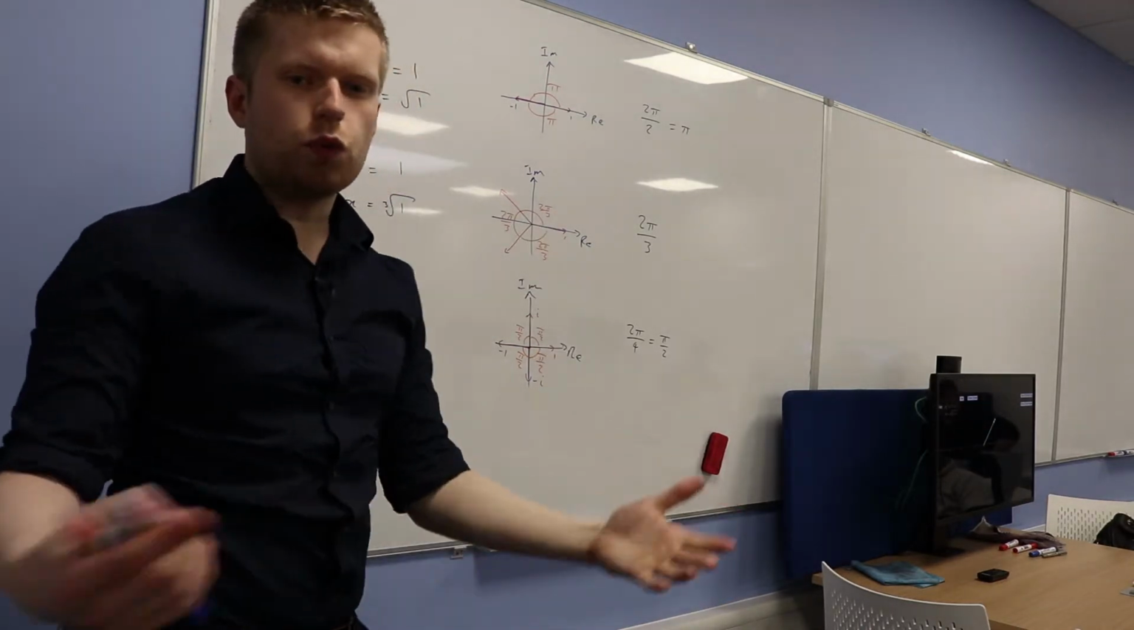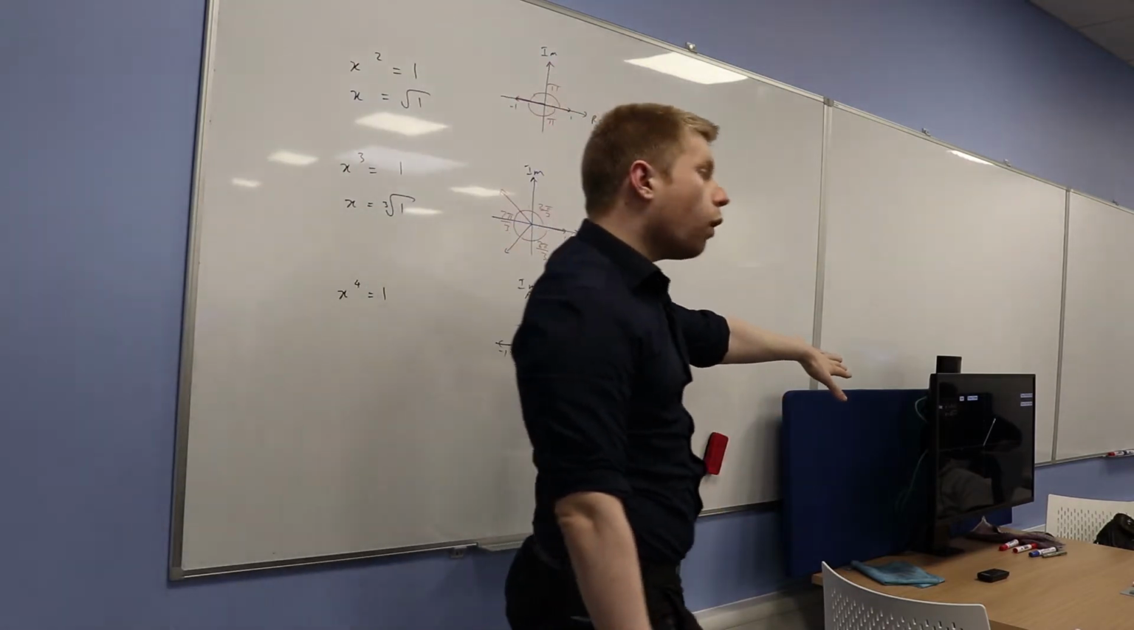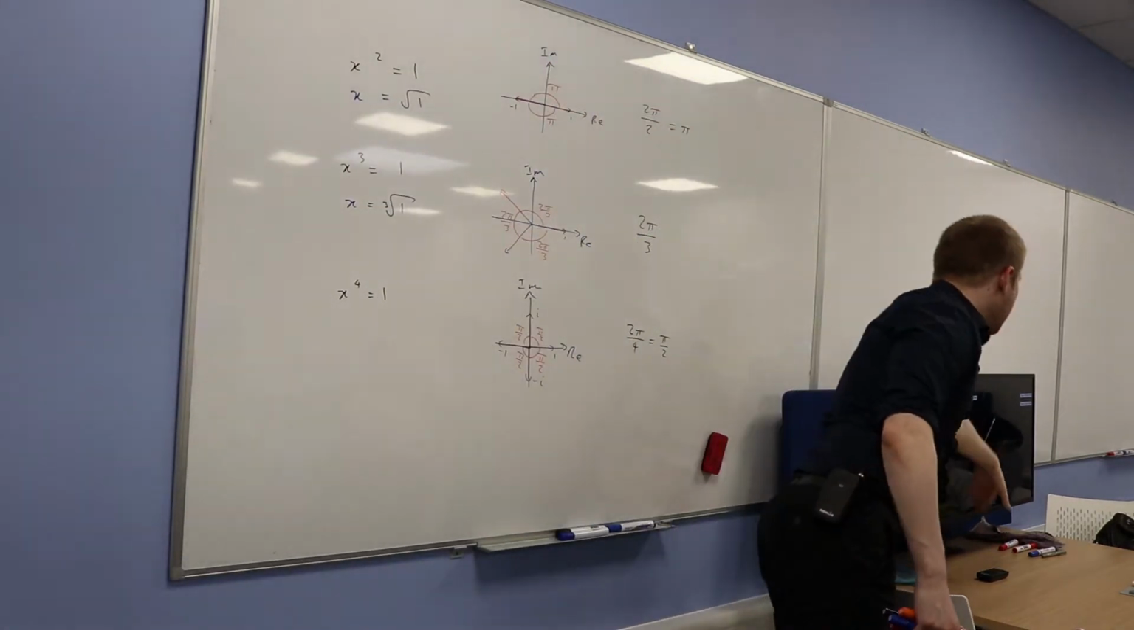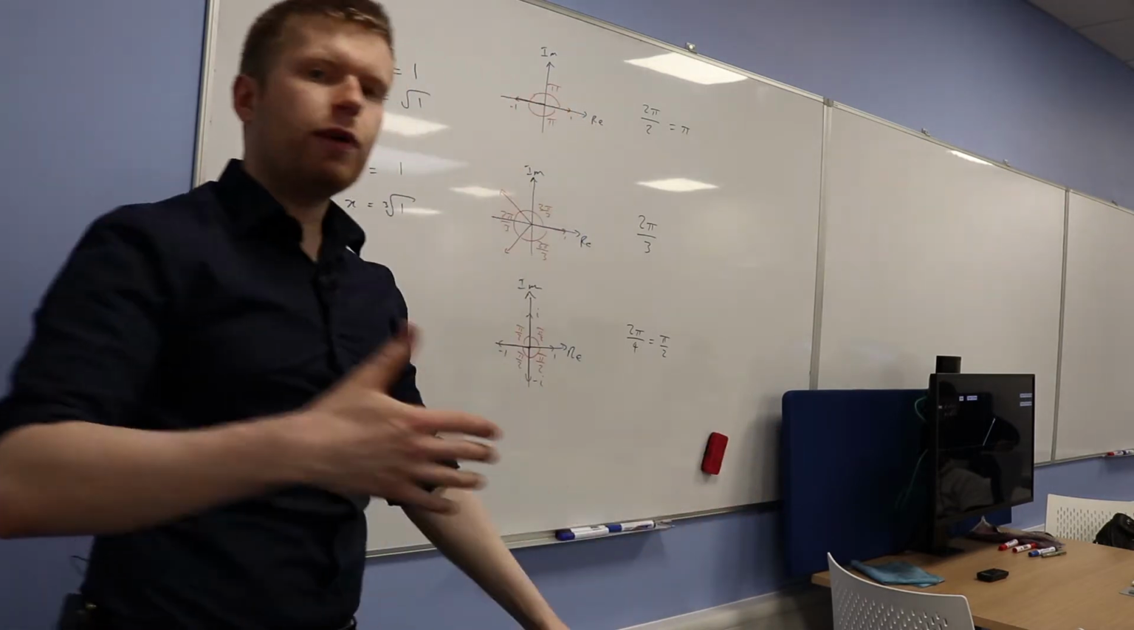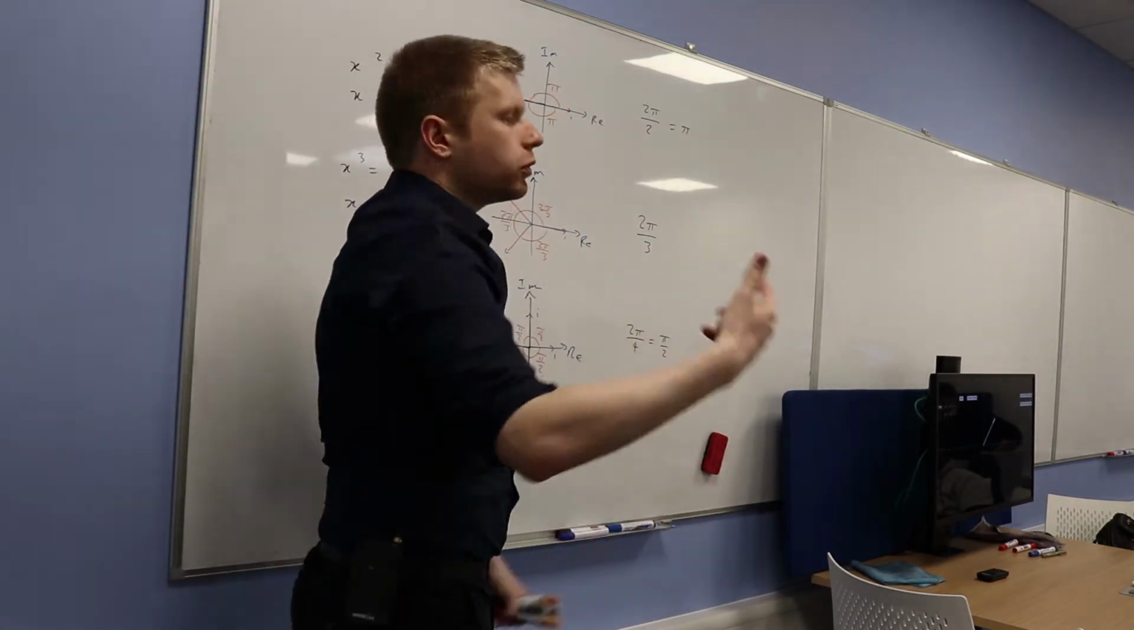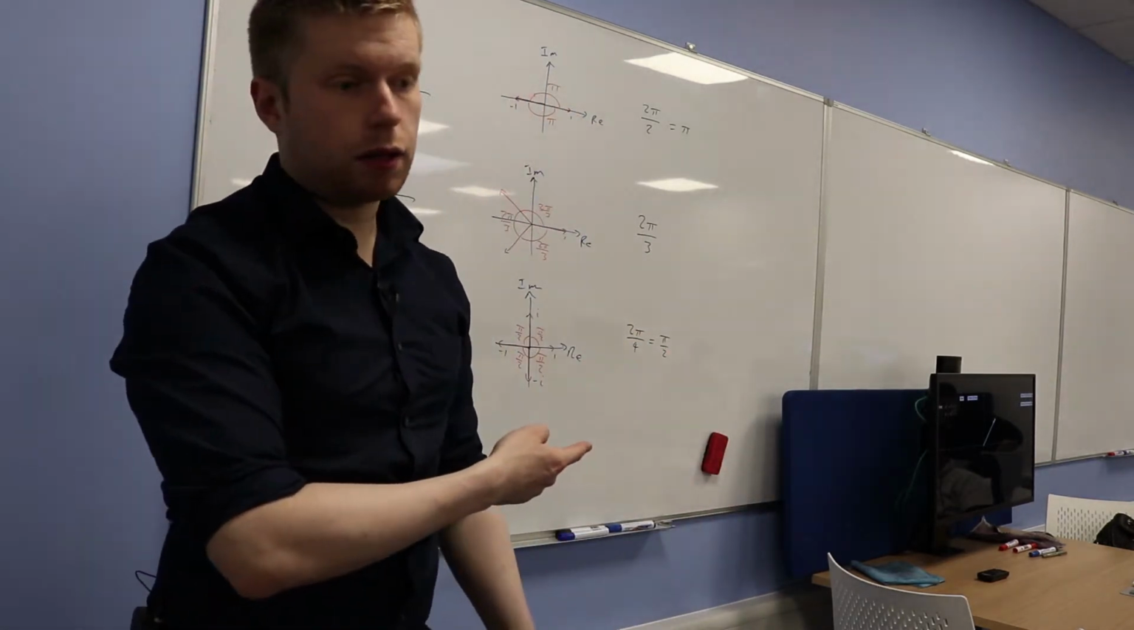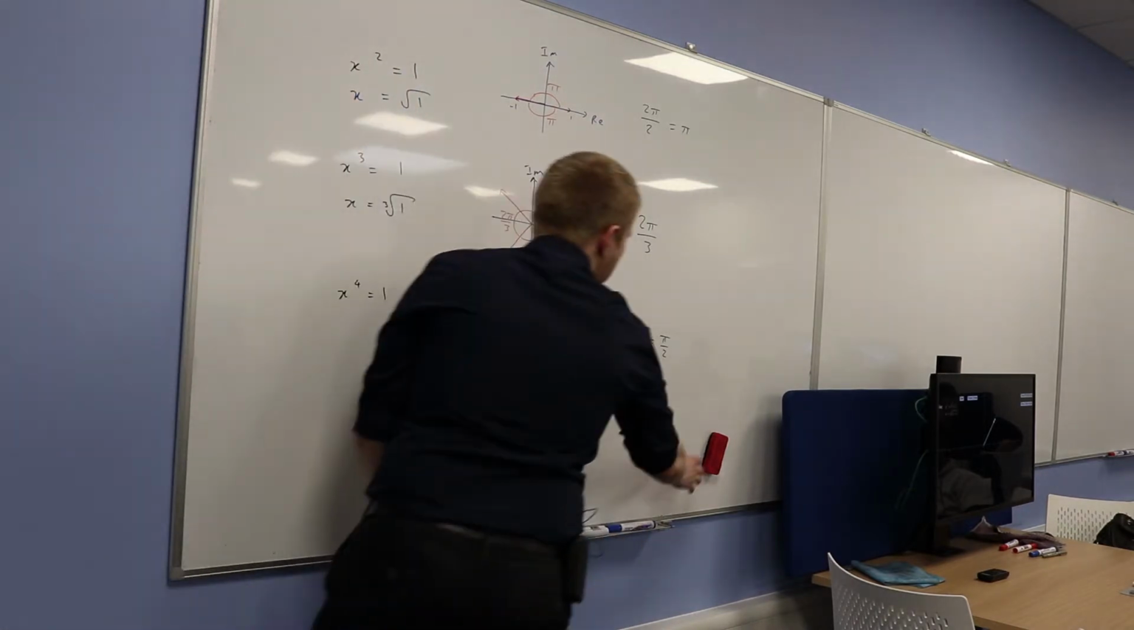So what if you didn't just use 1? What if you used, for example, 1 plus i? And we asked them what would happen if we started taking square roots or cube roots or 4th roots of this thing here. So does anybody remember what happens?